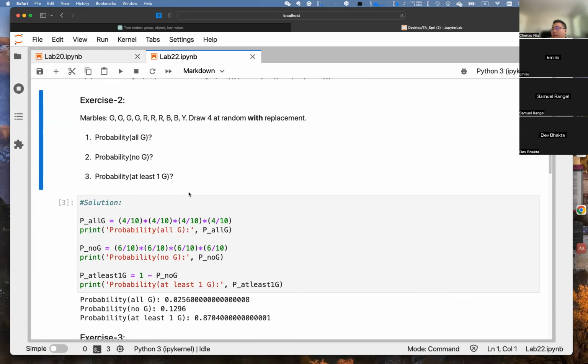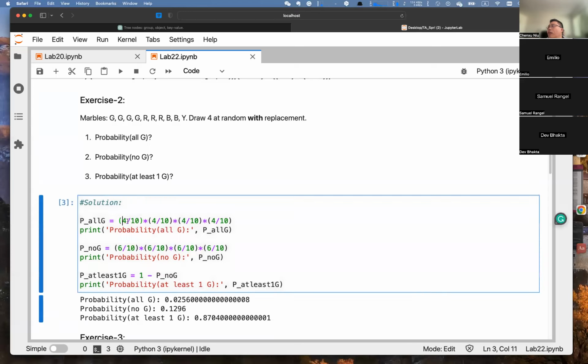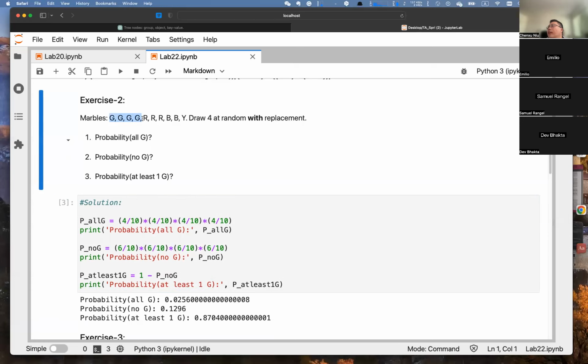So it's a probability question. Because the selection is with replacement, the probability of drawing a G is the same each time. Suppose we compute the first situation, drawing G at the first time: G would be 4 divided by 10, and the second time is also 4 divided by 10. So they are all the same, right?